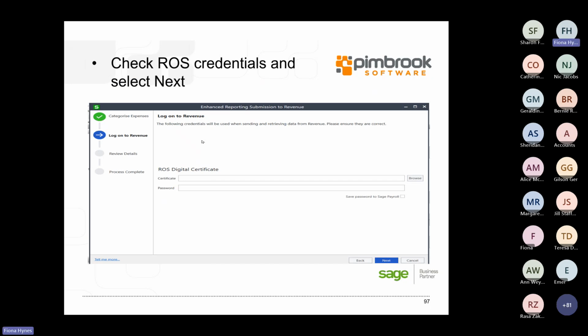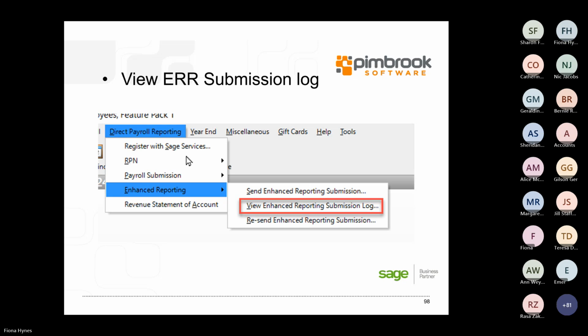So again, it's the usual: log on to Revenue screen, check the ROS credentials, and then hit next. You'll get a confirmation window, and you click OK on that and it'll be submitted. An ERR submission log will be created and visible in the Sage Payroll. Up the top, it's Direct Payroll Reporting, Enhanced Reporting, and then View Enhanced Reporting Submission Log.